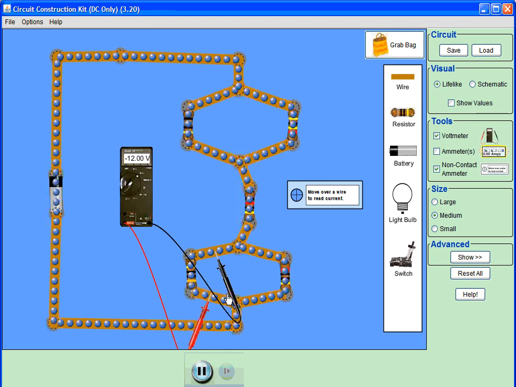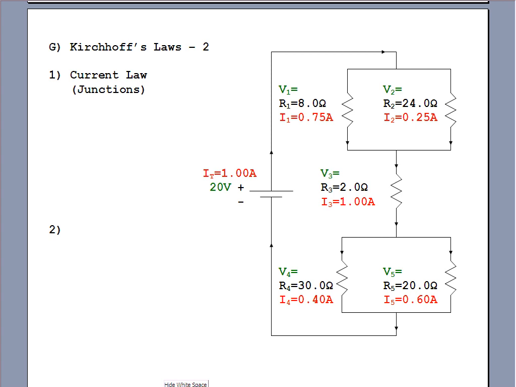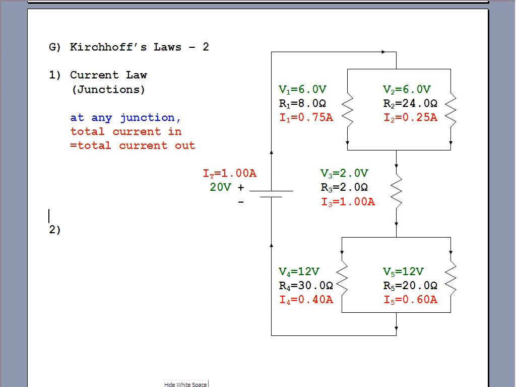Now, look at the current law, sometimes called the junction law. The total current in has to equal the total current out. So for example, for resistors 1 and 2, when they join back together, the 0.75 amps and the 0.25 amps does indeed make 1 amp. And then as you look at that third resistor splitting into paths 4 and 5, 1 amp does equal 0.4 plus 0.6. Now the voltages, you saw them a second ago on the voltmeters there.